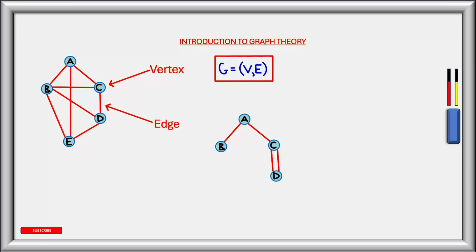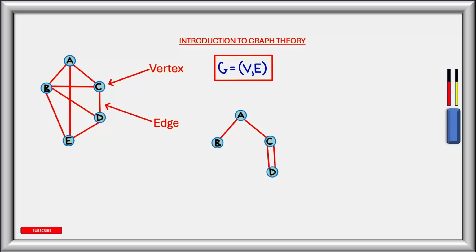Let's now test our knowledge on graphs by looking at some examples. In this first example, let's see if we can identify the type of graph and write out the vertex and edge set. So pause the video now if you want to play along.